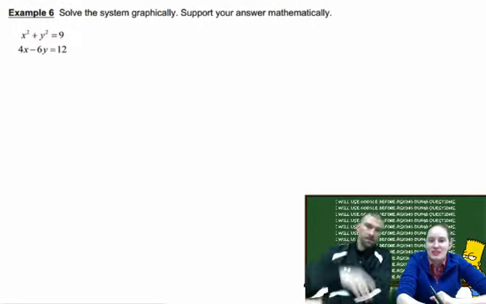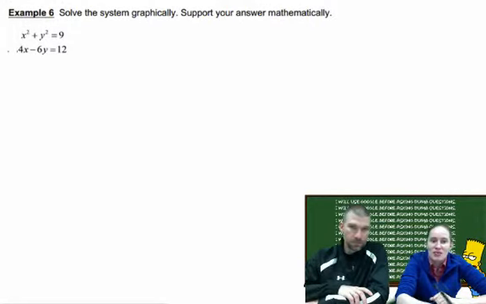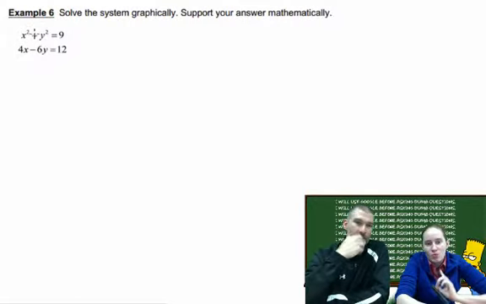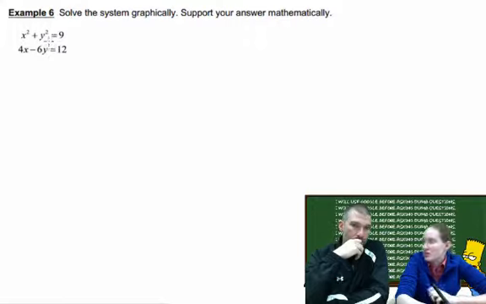Hey! Example 6, last example. Let's solve the system graphically. Graphically. So in order to put these in our graphing calculator, we have to solve for y.